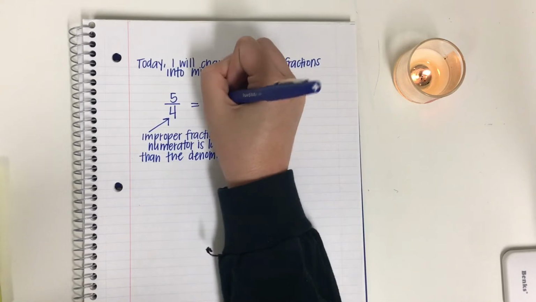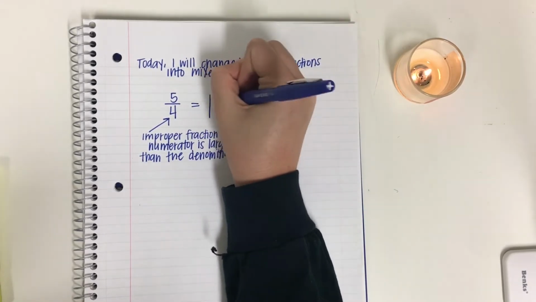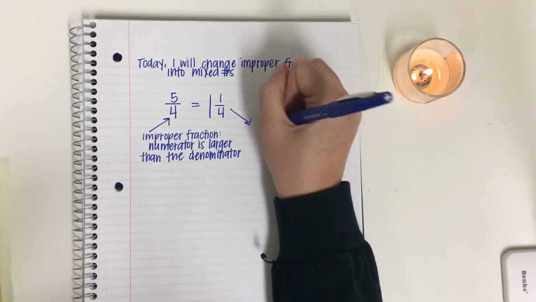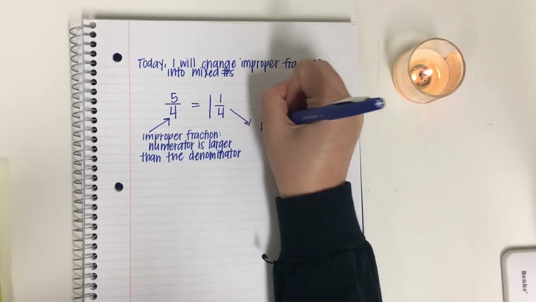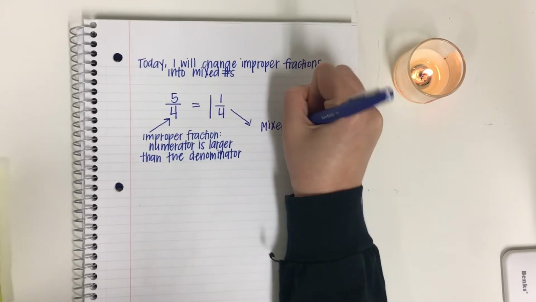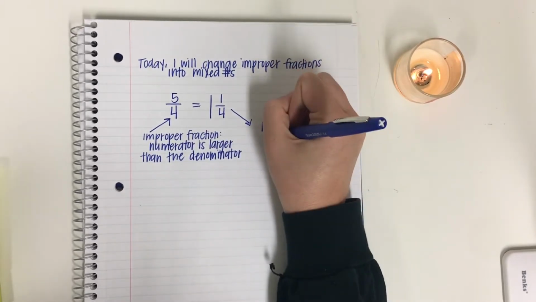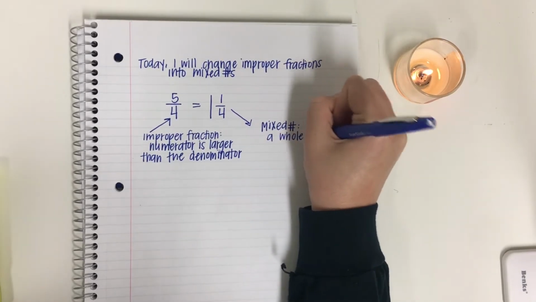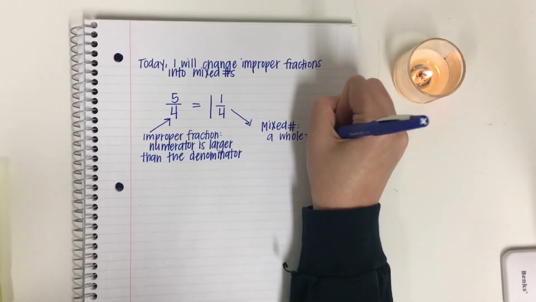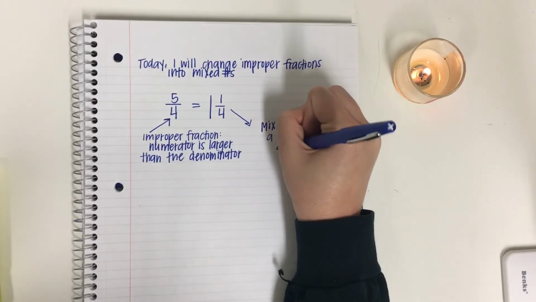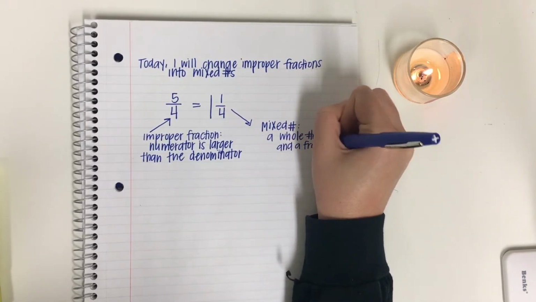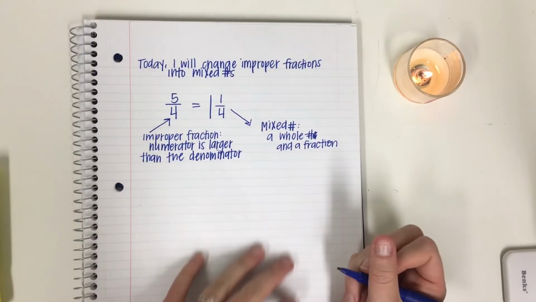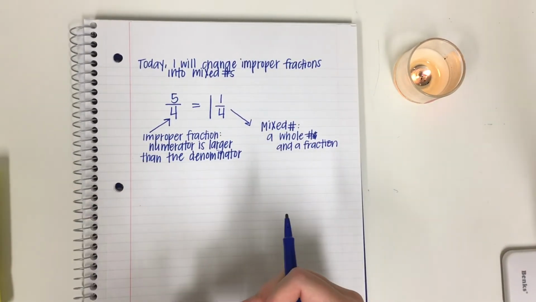And let's say that we turn it into a mixed number to fix it. This is what we call a mixed number. So a mixed number, it's a whole number and a fraction. So it's mixed up. It's got one of both. It has a whole number and a fraction. So we call it a mixed number because there's a mix of different kinds of numbers in there.